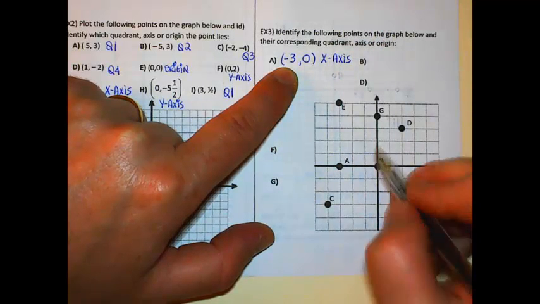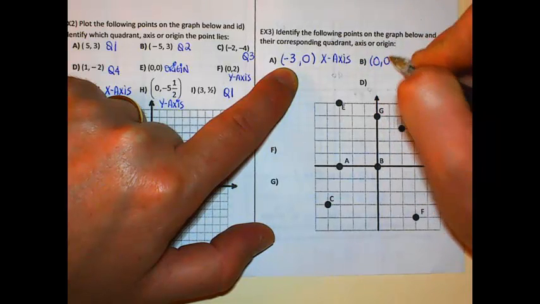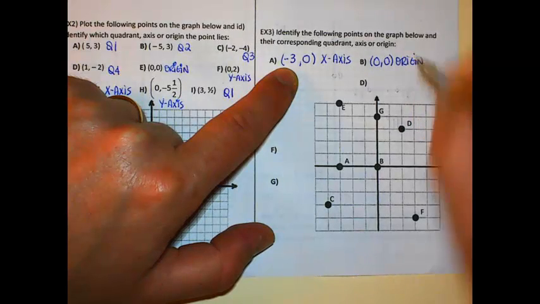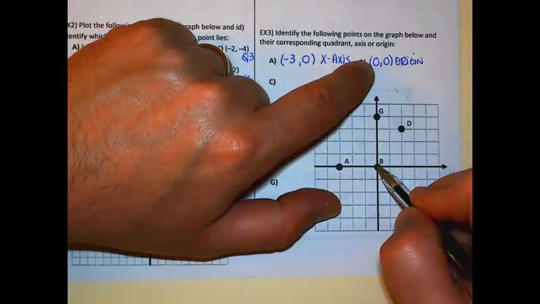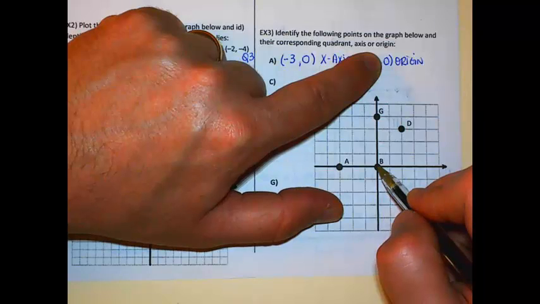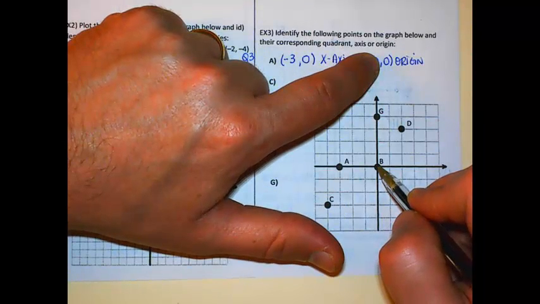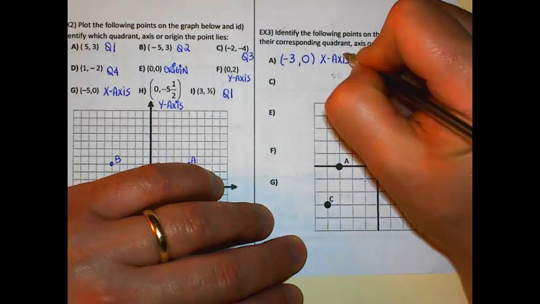Alright, let's try letter B. Letter B is actually at the origin. The origin is defined as (0, 0), because you always start your points here, and since I don't go anywhere left to right, I put 0, and since I don't go anywhere up or down, I put also 0 here for the second coordinate. Okay, alright, so that's our origin.